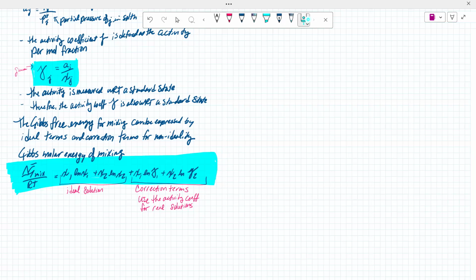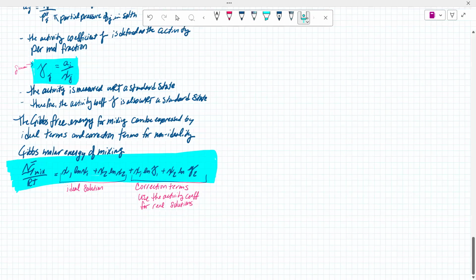We can put it into the Gibbs free energy. So the Gibbs free energy over RT would be the ideal part of the solution. And we would also include the correction terms, which then would hopefully give us the actual observables from the lab to allow us to describe what's actually happening. Alrighty then. That's what we have to say about solutions.